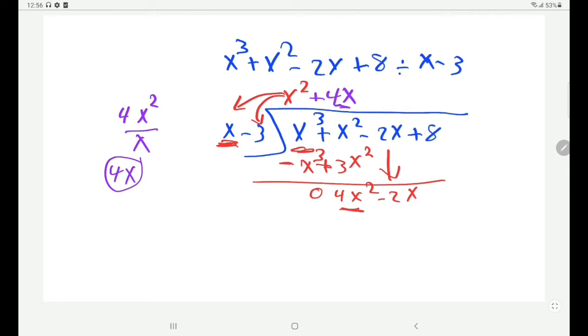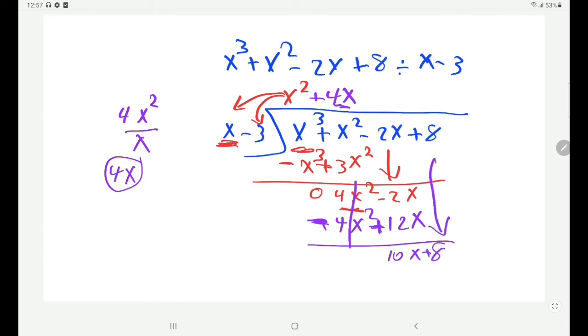Then you multiply to both terms again, x and minus 3. So 4x times x is 4x squared. 4x times negative 3 is negative 12x. Then you subtract. So we said we're going to have to change the sign. So this positive becomes negative, and this negative becomes positive. Then delete the first one because it's 0. Negative 2x plus 12x is 10x. Then you drop the last term, which is 8.